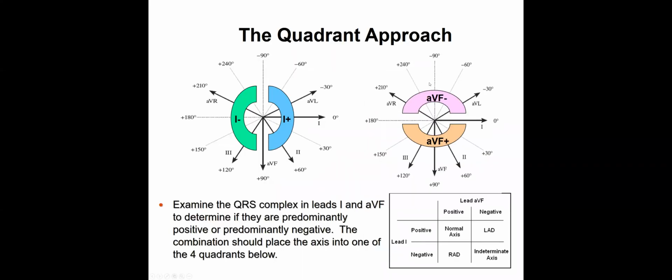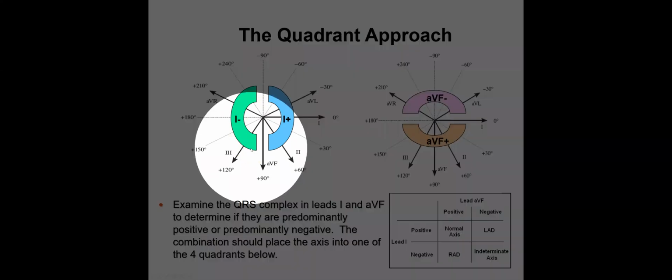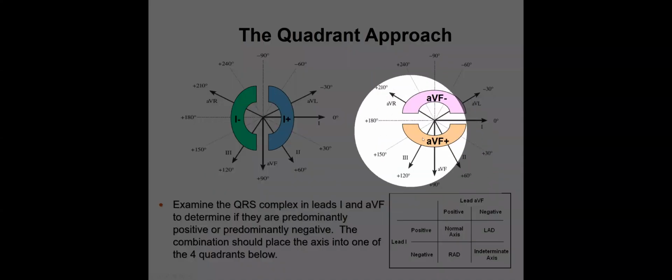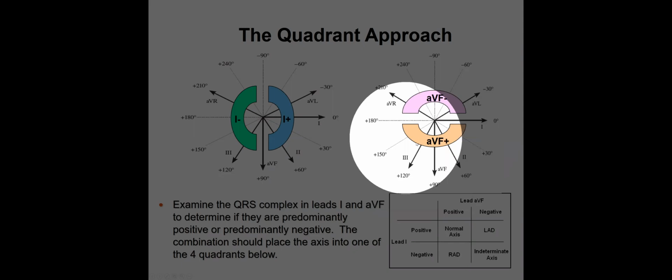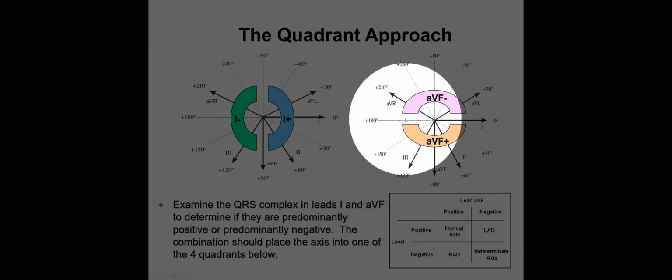Now, that other approach is called the quadrant approach. If you use only 2 leads, you can see which quadrant we are in. Lead number 1 is positive on the left side, as you see here, and negative on the right side. AVF is positive between 0 and 180, so below this, and negative above.